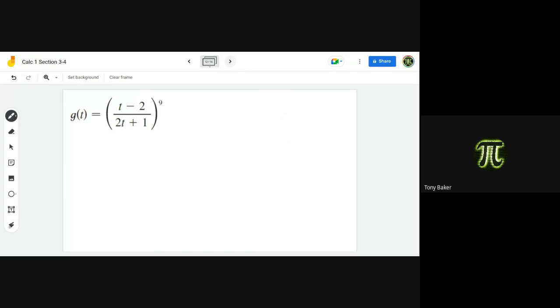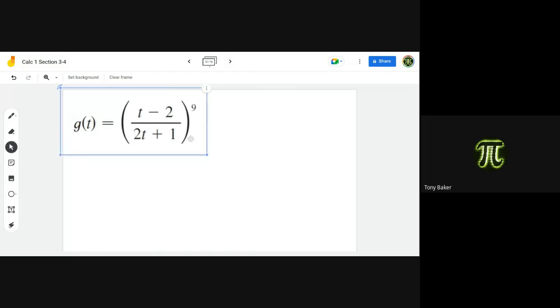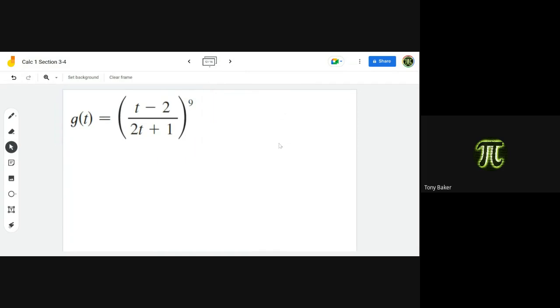All right, let's look at this one. Nope, to the 9th actually. If it was to the 0 part, it'd be easy. 1, we're done. Yes, the derivative is 0. We're good. Should try that one time. I like that problem.